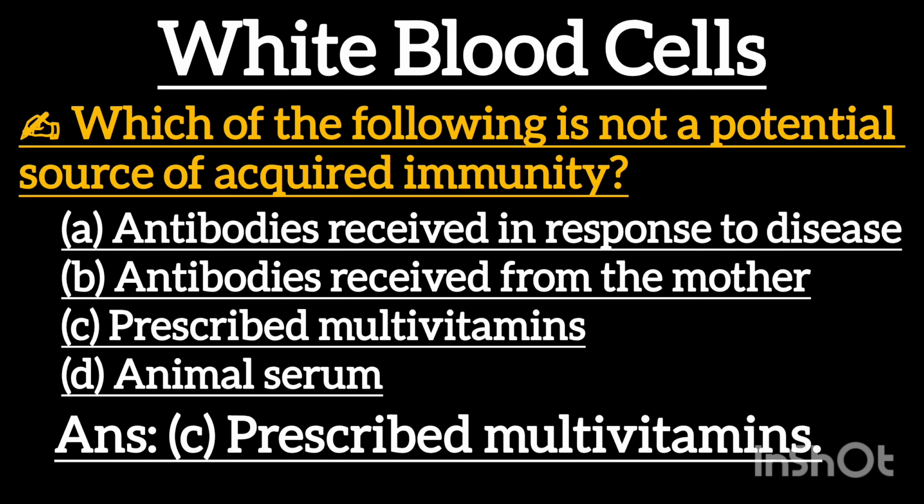Next one: which of the following is not a potential source of acquired immunity? Option A, antibodies received in response to disease. Option B, antibodies received from the mother. Option C, prescribed multivitamins. Option D, animal serum. Correct answer is option C, prescribed multivitamins.